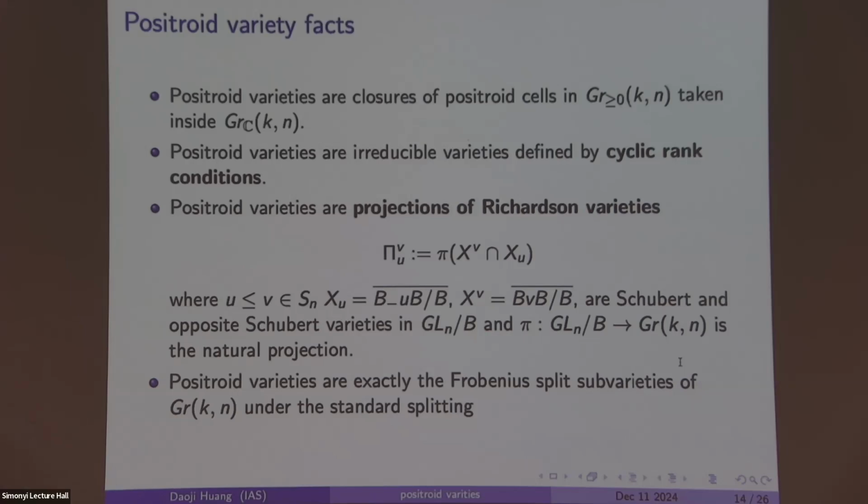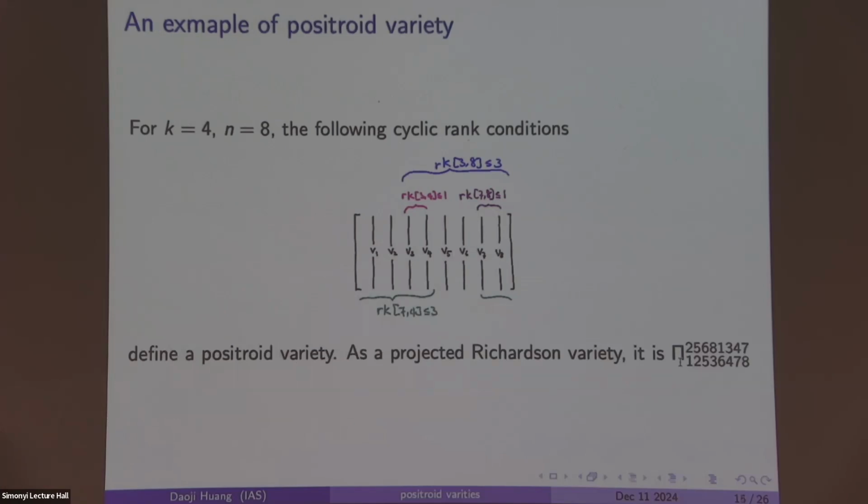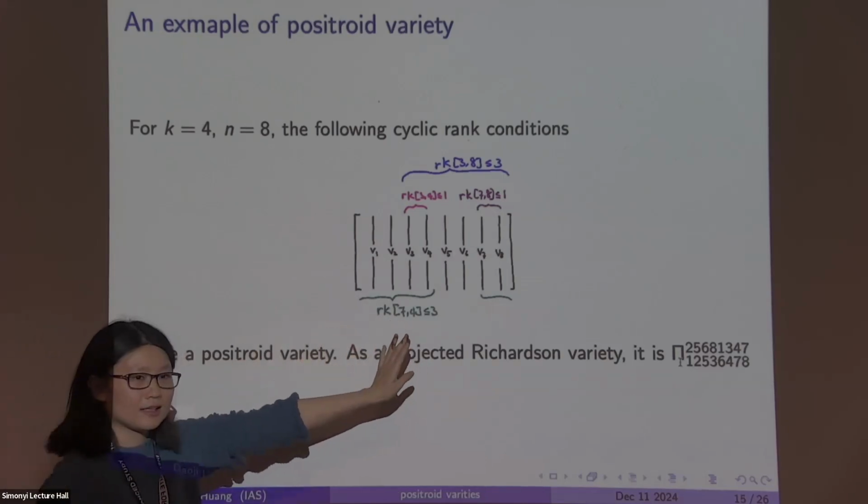never run into non-reducedness. And when we give our Gröbner basis result, this is essentially going to be the reason why we can concatenate the Gröbner bases. I'll explain that in a little bit. So here is an example of the Positroid varieties. And so this is what I mean by cyclic rank conditions.